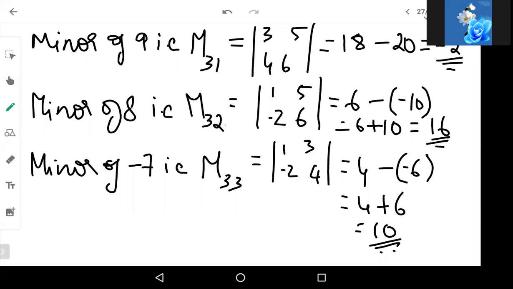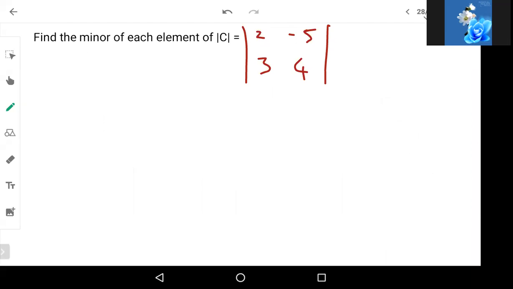Very good. Okay. So that was minor for a 3 into 3 matrix. I shall give you a few more problems to practice. You can practice those problems.